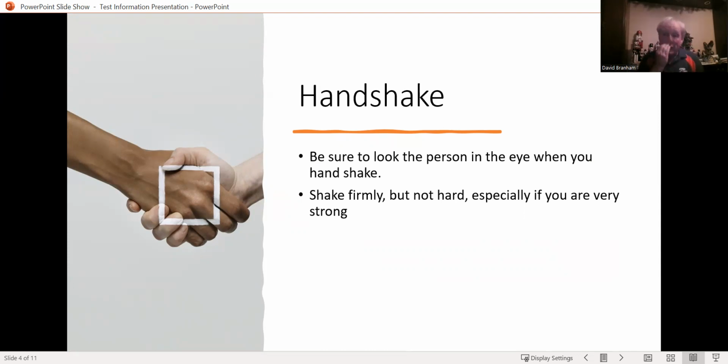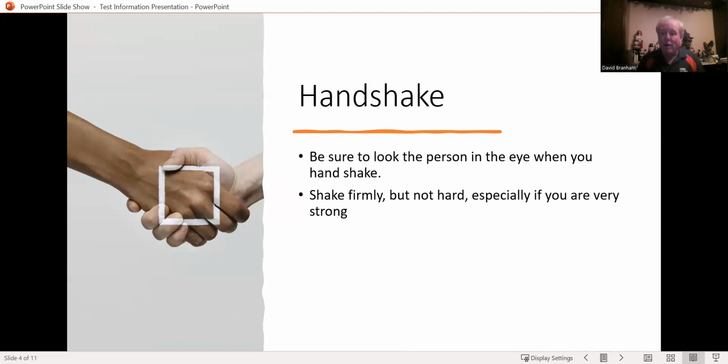It's also a good idea, if your boss is a woman and you're a man, to allow her to extend her hand first. If it's a man, you can extend your hand first. That's just protocol, or traditional protocol. Now, you may be able to get away with extending your hand first if you're a man extending it to a woman, but that's taking a risk that you probably don't need to take. So it's always a good practice, if you're a man, to let the woman extend her hand first.